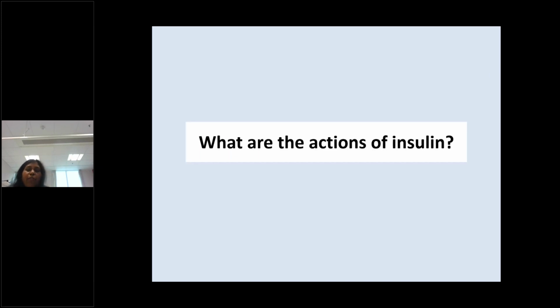So what are the actions of insulin? The way I tend to remember is insulin acts as a key. If you think about a cell as a house, we need a key to open the house. Like that, we need the insulin to open the cell for the glucose to enter.